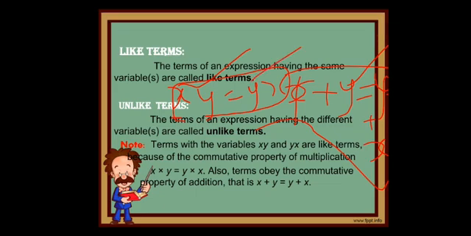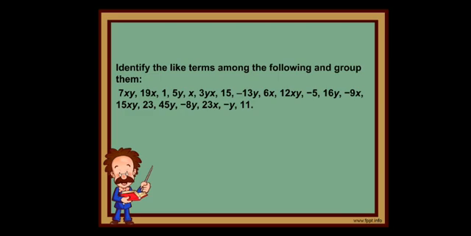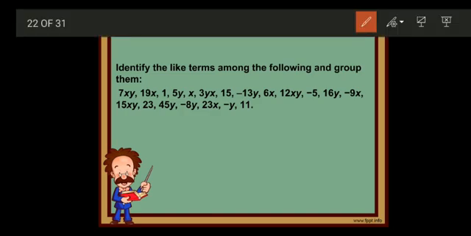Okay. Now there is an activity for you. Identify the like terms among the following and group them. So here we have to group the terms which have the same variable factor. Right. So first we will consider 7xy. There the variable factor is xy. Now we have to group the terms which have xy as the variable factor.